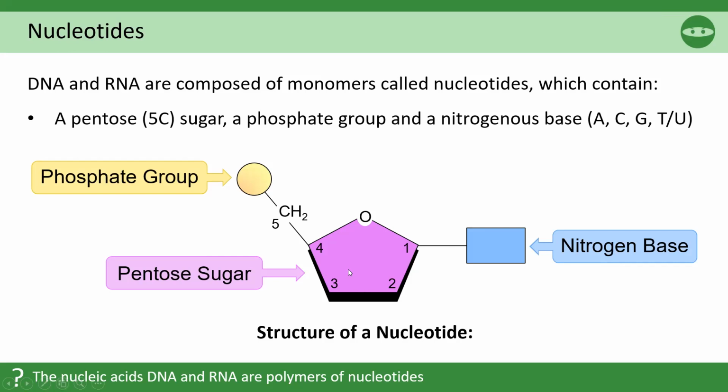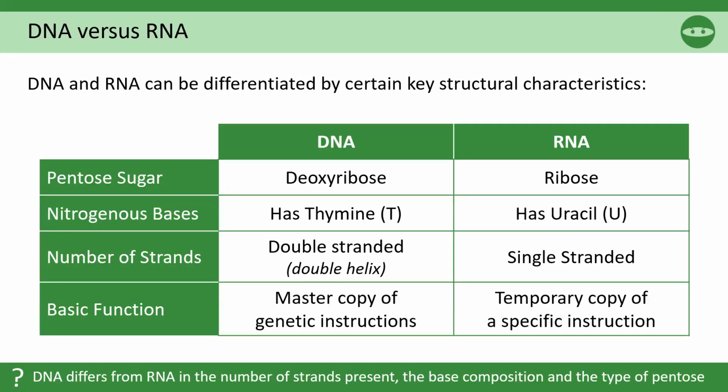And we have a pentose sugar here. What is the meaning of pentose? It means that it's composed of 5 carbons. Its structure is composed of 5 carbons and a phosphate group.